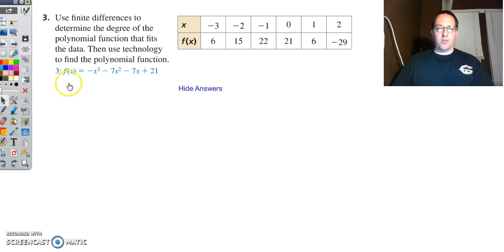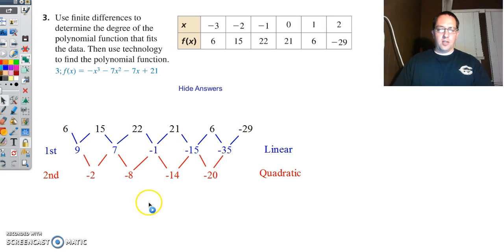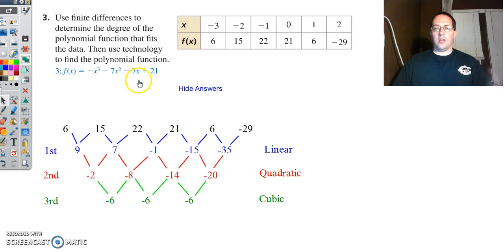This is a third degree function. And we have negative x cubed minus 7x squared minus 7x plus 21. And just so you can see the finite differences, first differences, second differences, and here's the third differences, and those match up, so that's what it is. Right? And so you should just put this in your calculator, do the regression, not a big deal.